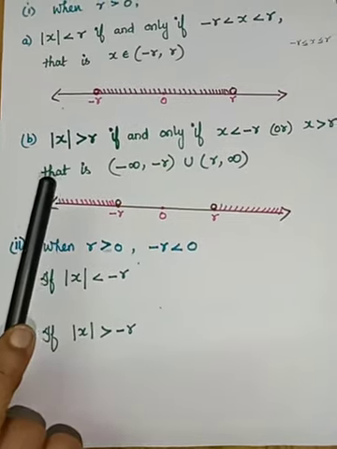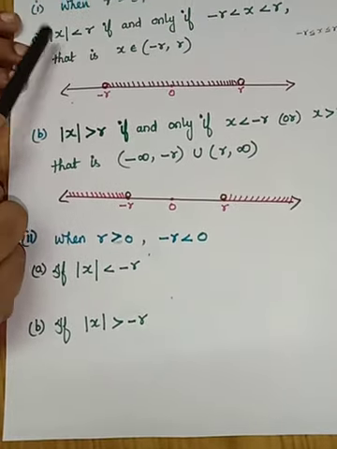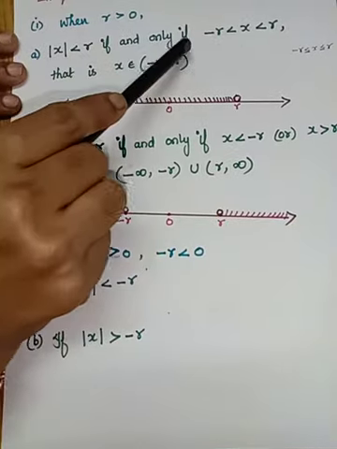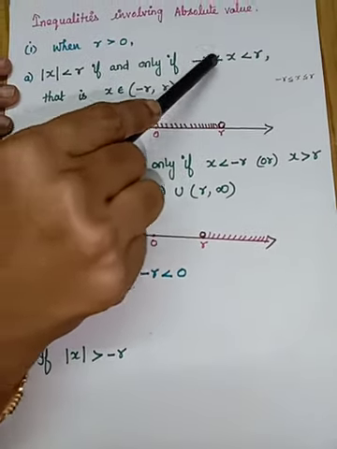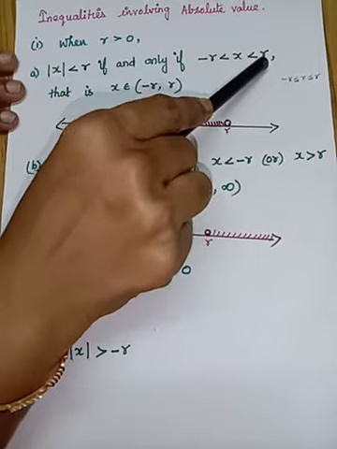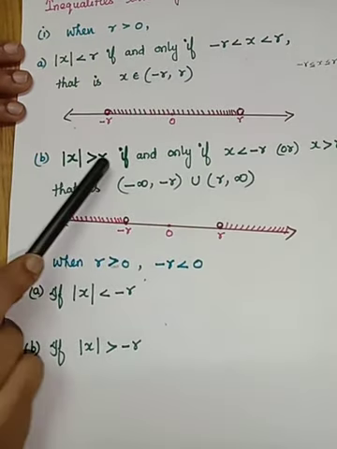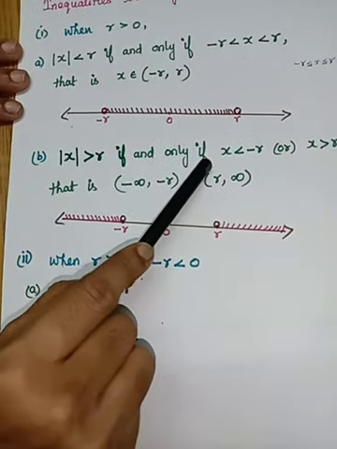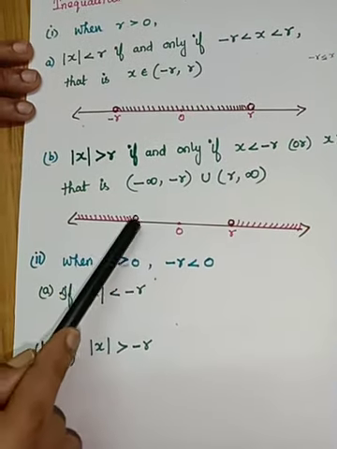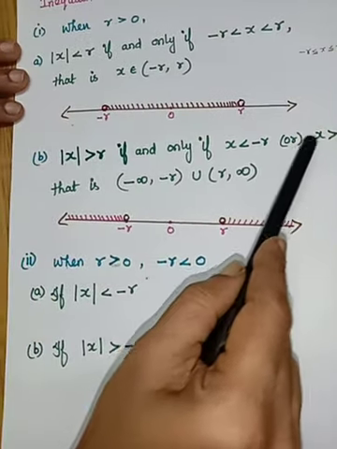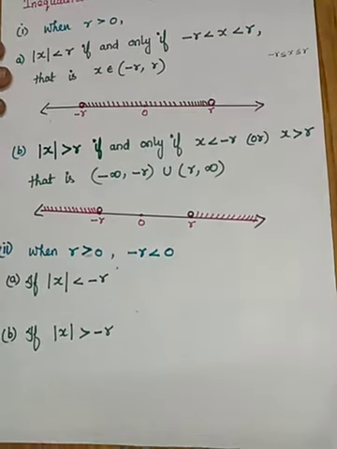Okay. See now, modulus of x less than r if and only if minus r less than x less than r. Okay. Modulus of x greater than r if and only if x less than minus r or x greater than r.